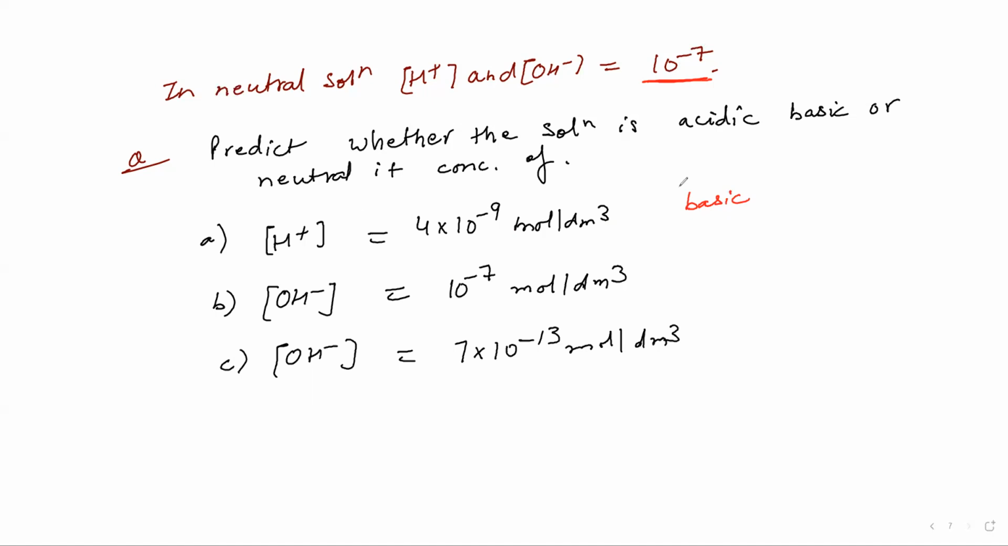Now next question. OH negative is given as 10 to the power negative 7, which we know is a neutral solution. And for the third one, the concentration of OH negative is 10 to the power negative 13. So negative 13 is a very small number, really smaller than 10 to the power negative 7. So this means the concentration of OH negative is really less, so the solution would be acidic. Fine. Okay. Now let us solve one more question.